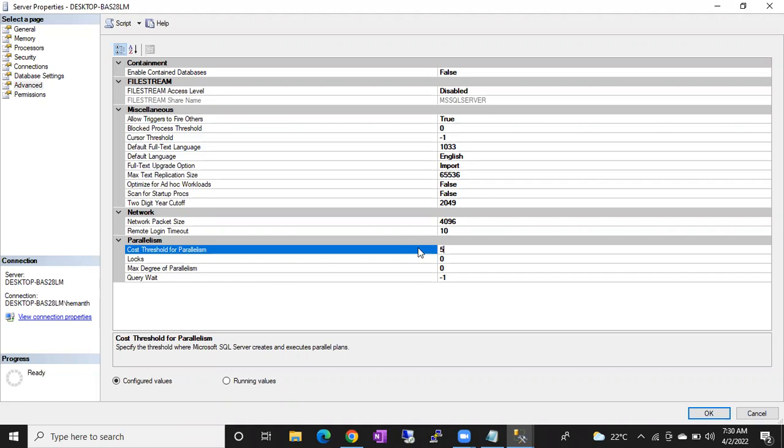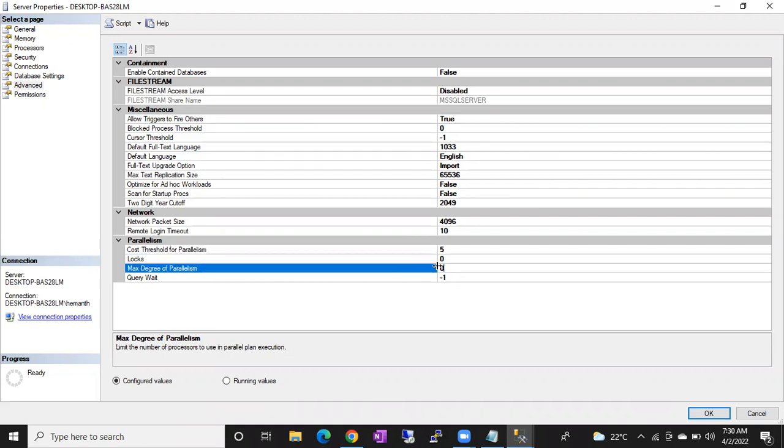Changing the cost threshold parallelism and max degree of parallelism values doesn't need any restart. You can change them on the fly and they take effect immediately, guys. Max degree of parallelism means, if parallelism is needed, how many CPUs are going to be utilized.